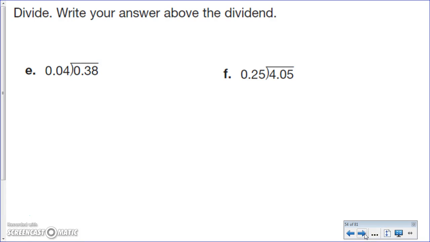All right, for the next problems, we're going to divide, and then we're going to write our answer about the dividend. So the first thing we're going to do with E is we're going to rewrite it so we get a whole number. So we're going to move the decimal 2 places in both the dividend and the divisor, so the divisor becomes a whole number. We know 4 goes into 36 9 times. Now we need to annex. We need to add a 0 onto the end, so we're going to put a decimal point after the 38.